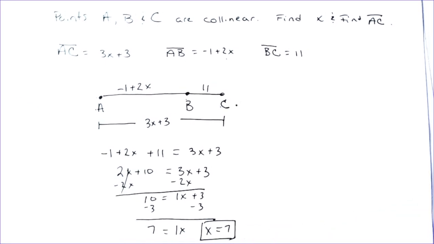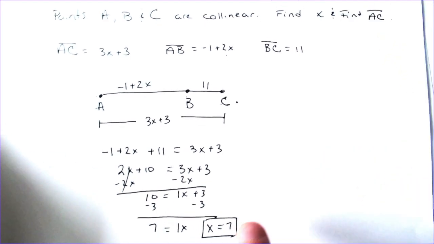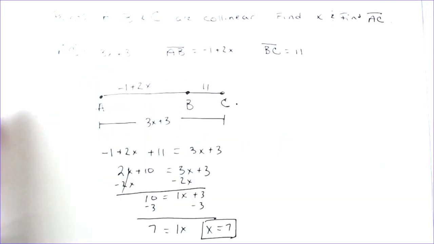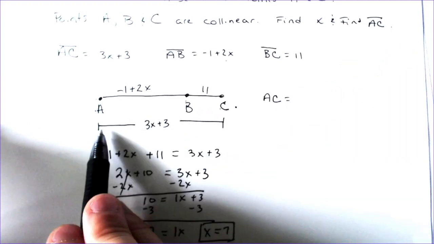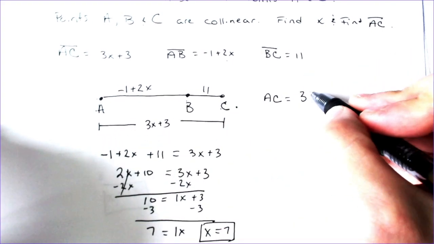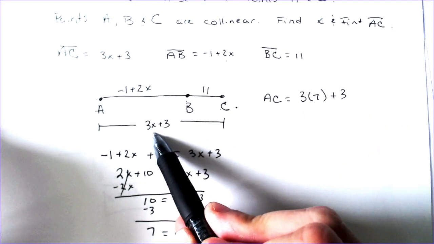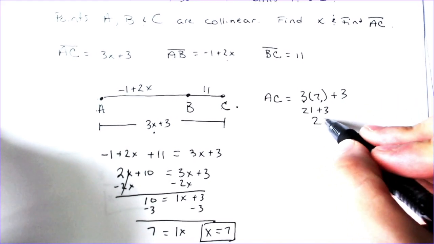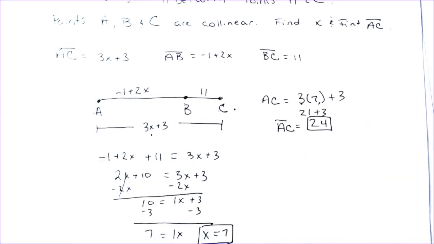So we found out x, but we still are required to find out the length of AC, and there are two different ways to do it. You can plug in x into the part that AC is equal to, right here, the 3x plus 3. So we could do that. AC is equal to whatever happens when we plug in 7 into 3x plus 3. So I plugged in a 7 here. 3 times 7 is 21 plus 3 makes 24. So AC would equal 24.